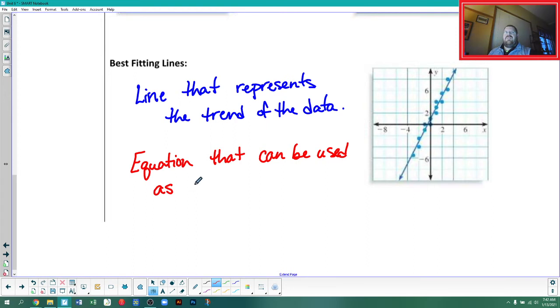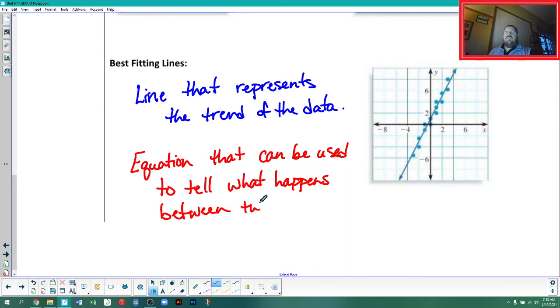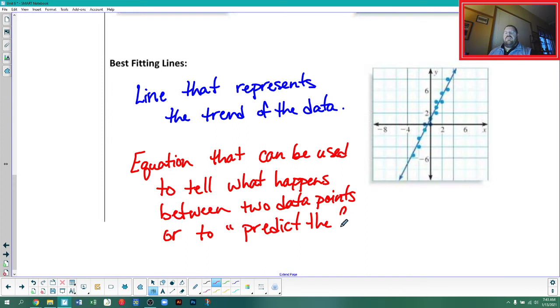I'm going to change it a little bit: used to tell what happens between two data points, and then I'm also going to put in quotations, to predict the future. And this is where it's mainly used, the idea of trend lines.